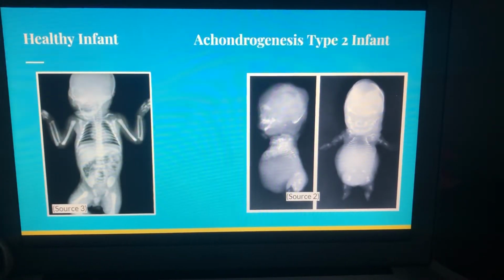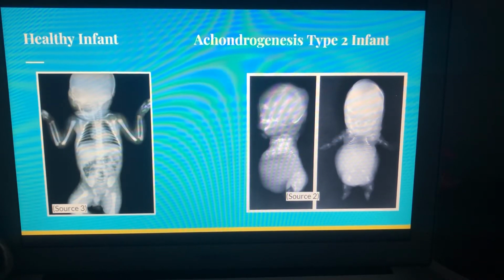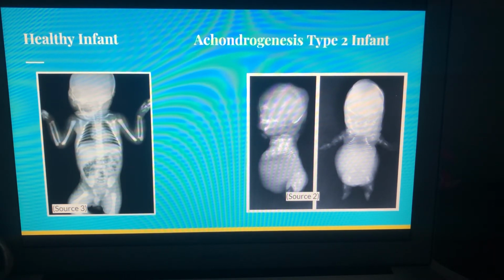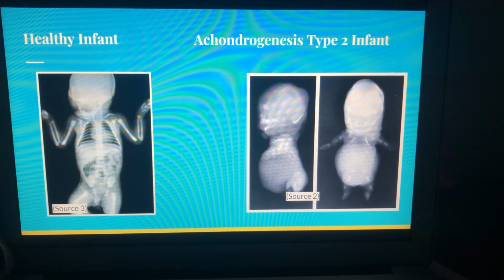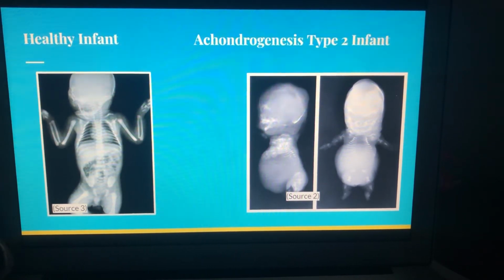So then again, on the left is an X-ray of a healthy infant, and on the right an infant with achondrogenesis type 2. You can see the abnormalities, and you can also go back and compare the abnormalities that differ between each type in the X-rays.